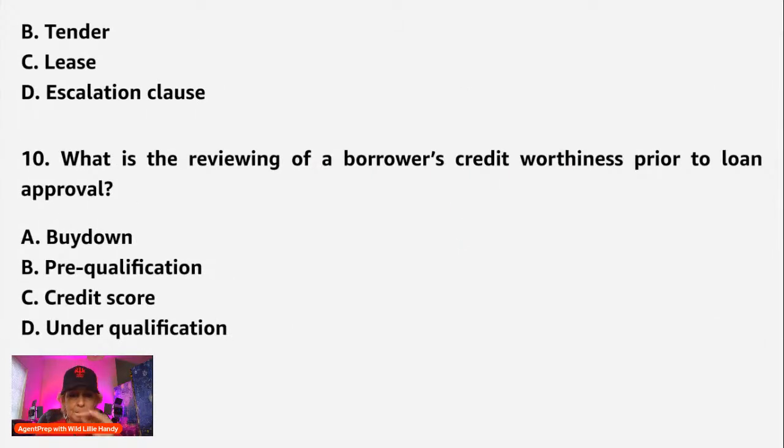Number 10. What is the reviewing of a borrower's creditworthiness prior to loan approval? A, buy down, B, pre-qualification, C, credit score, or D, underqualification?